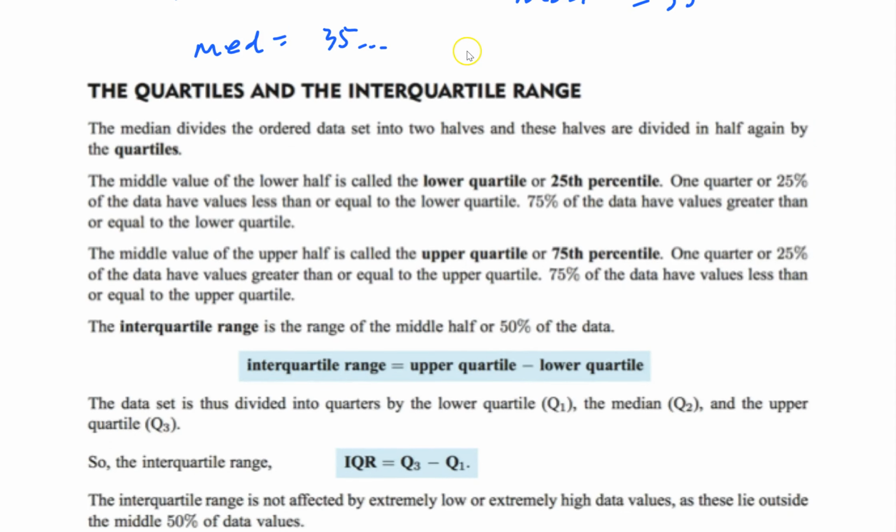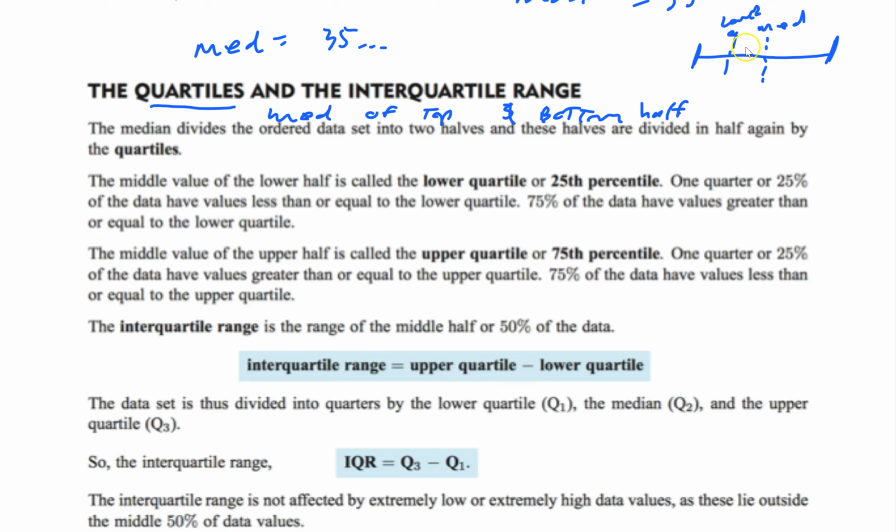Next up, quartile. So it's actually kind of important. Quartiles are the medians of the top and bottom half. So if we have our data, let's say this is our lowest, this is our highest, and right here is our median. The median of the bottom half would be our lower quartile. The median of the top half would be our upper quartile. Also known as Q1 and Q3. So those are the numbers you saw over there.